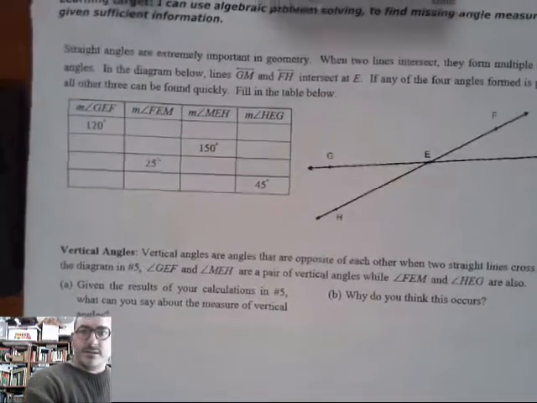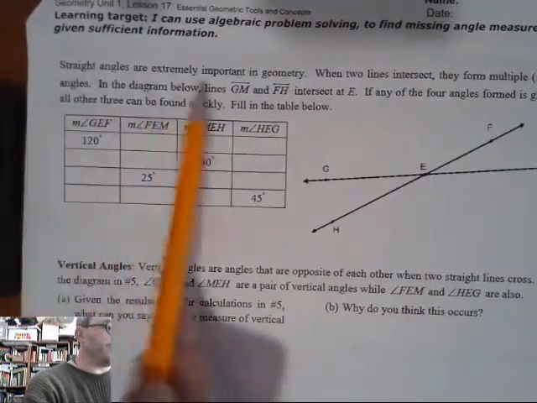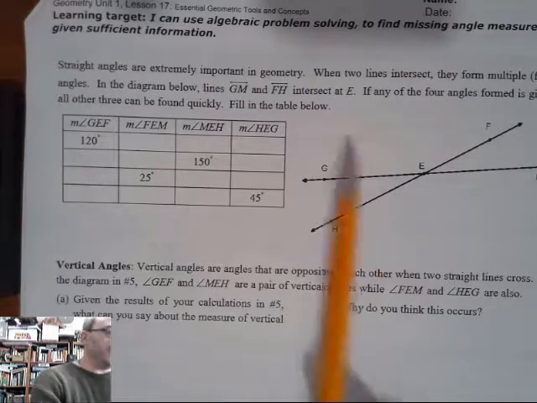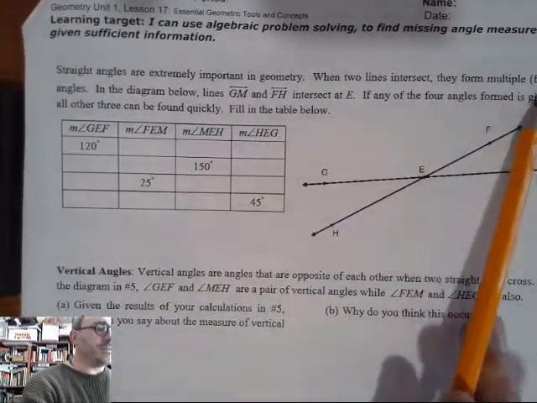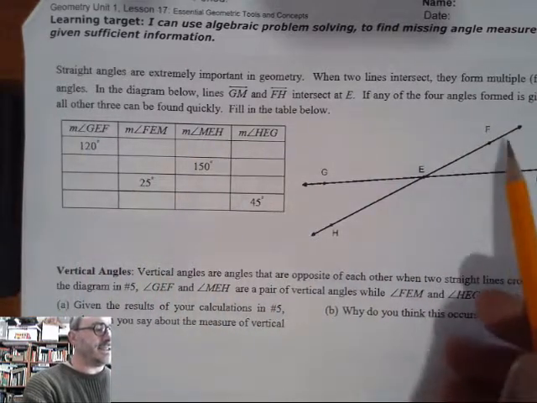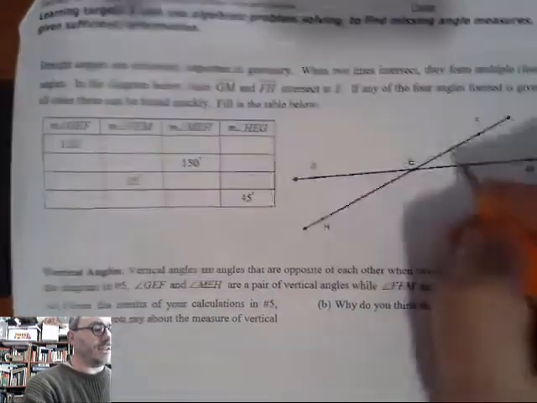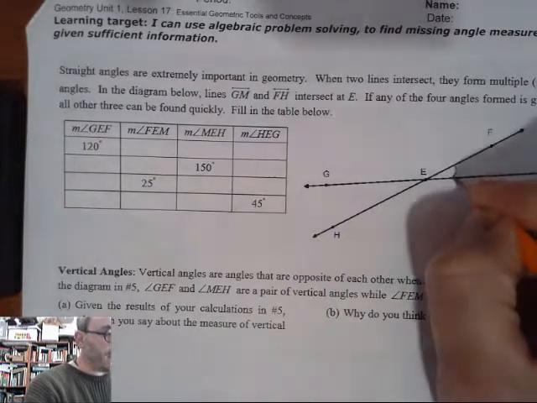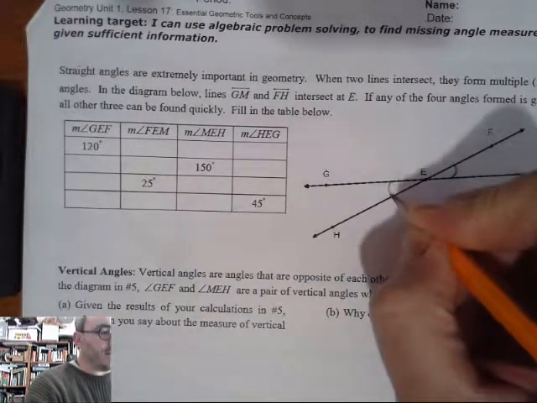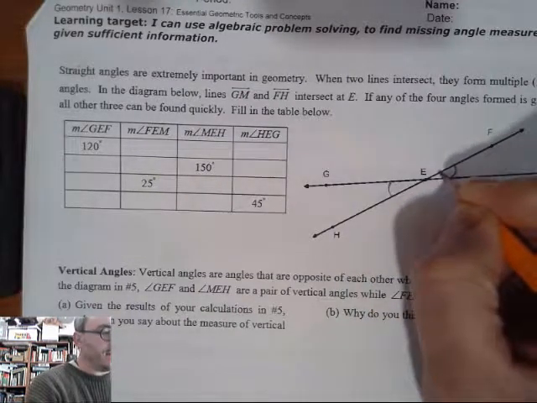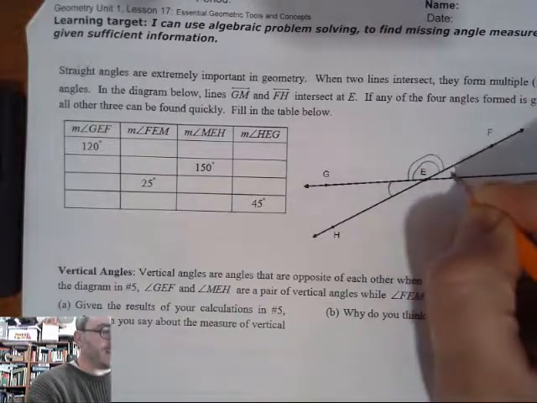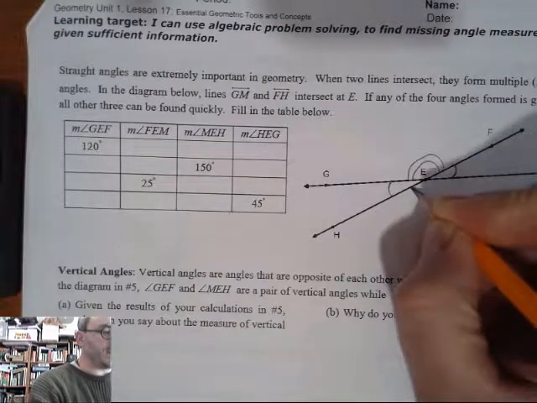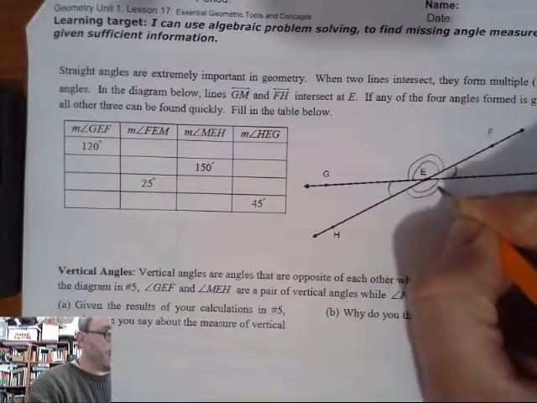All right. Straight angles are extremely important in geometry. When two lines intersect, they form multiple angles. Let's see this. Here's two straight lines, and they're intersecting. Here's one angle that's formed. Here is another angle that's formed. Here is another angle that's formed. And because I know this is going to be different, I'm going to put 2 arc marks on there. And there's a 4th angle that's formed.